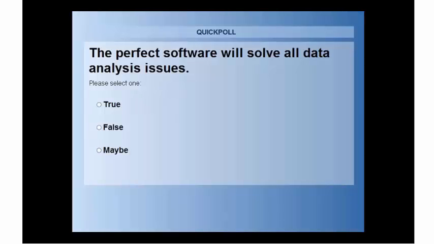Thank you, Robert. The next polling question. The perfect software will solve all of your data analysis issues. So we'll give everyone a minute to answer the question.